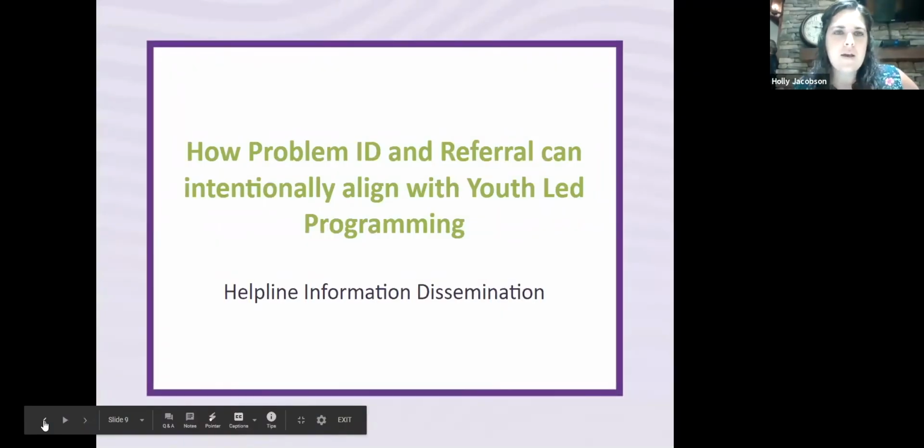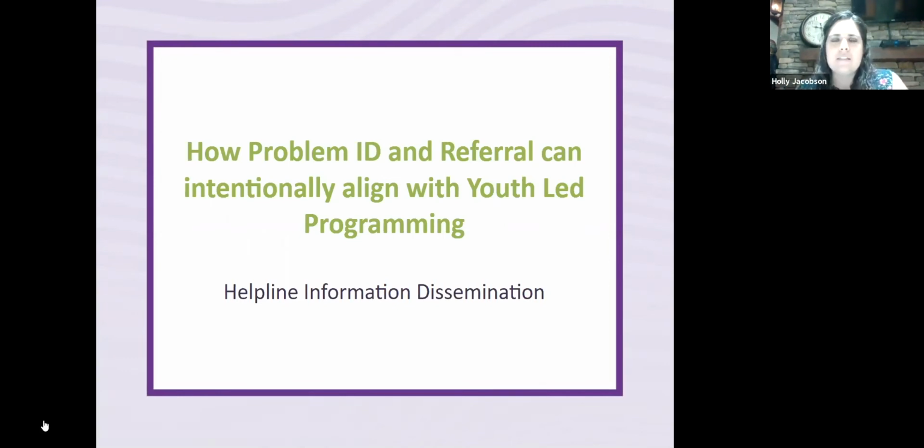So those were unintentional ways that things happen, right? Like we didn't really expect to need problem ID and referral, but unfortunately we did. And so what we're going to talk about now is one more example of how we actually can use problem ID and referral. So we have again our group of young people that said, hey, we have identified the major problem in our area as mental health. And so their problem focus was mental health. Fantastic. That's what they wanted to focus on.